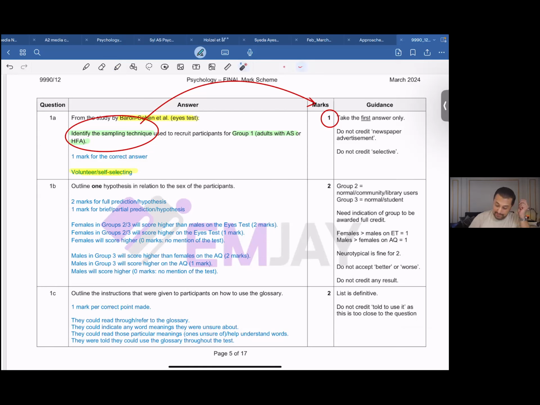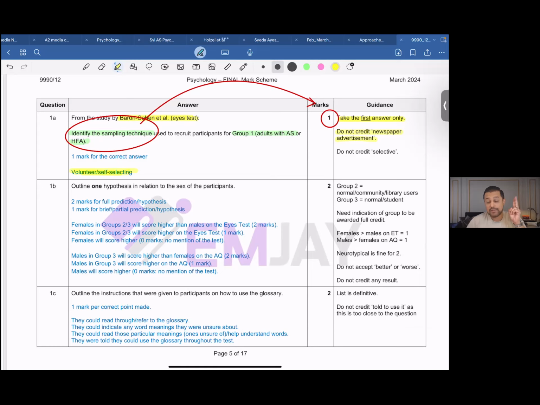Now, again, if you have a look at the guidance over here, it very clearly states, take the first answer only. So if you've written volunteer sampling first, you'd get your mark. If you've written random sampling and or anything else, whatever the first thing that you write would be marked over here. Number two, do not credit newspaper advertisements.